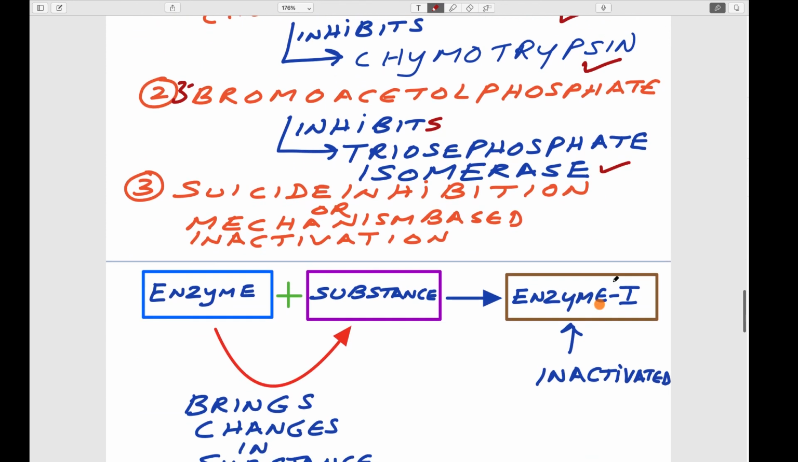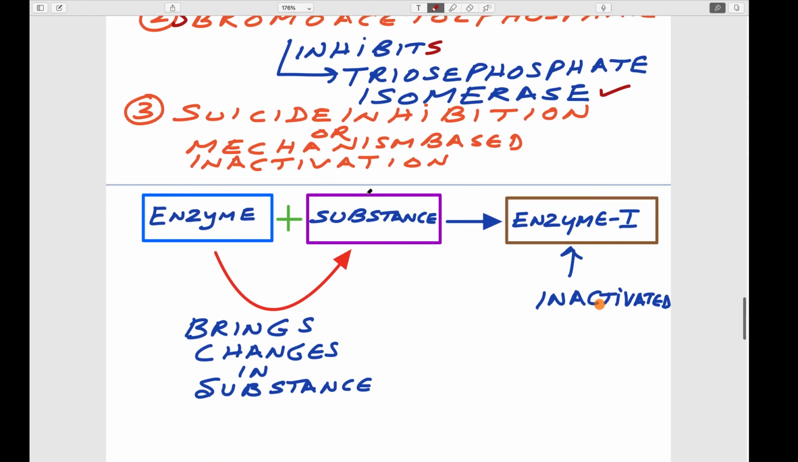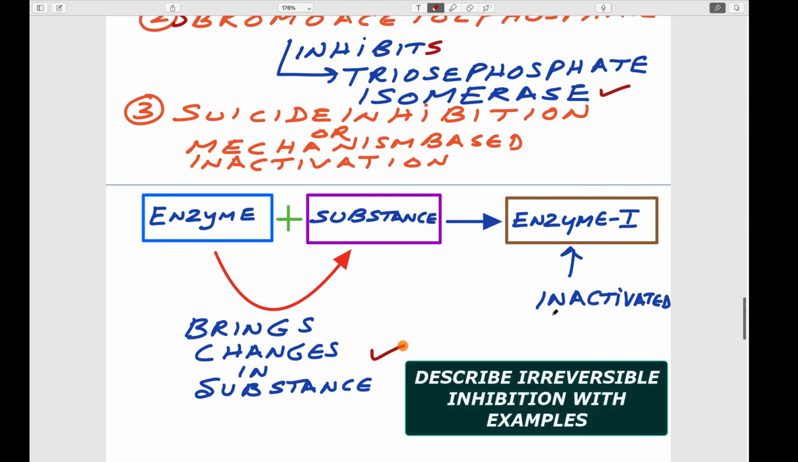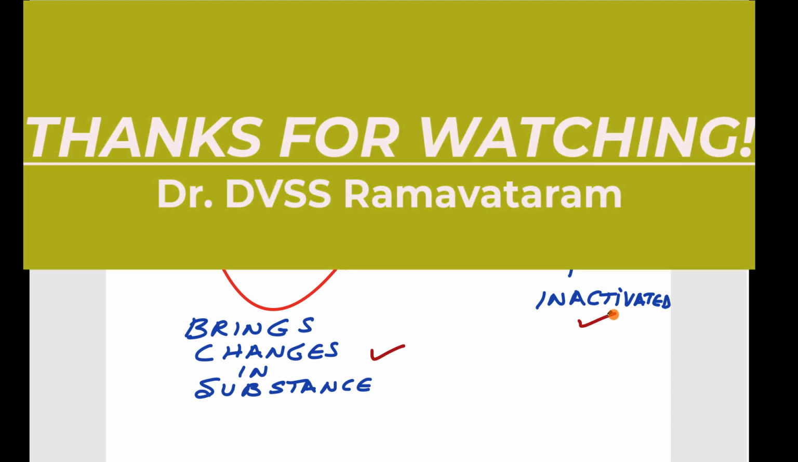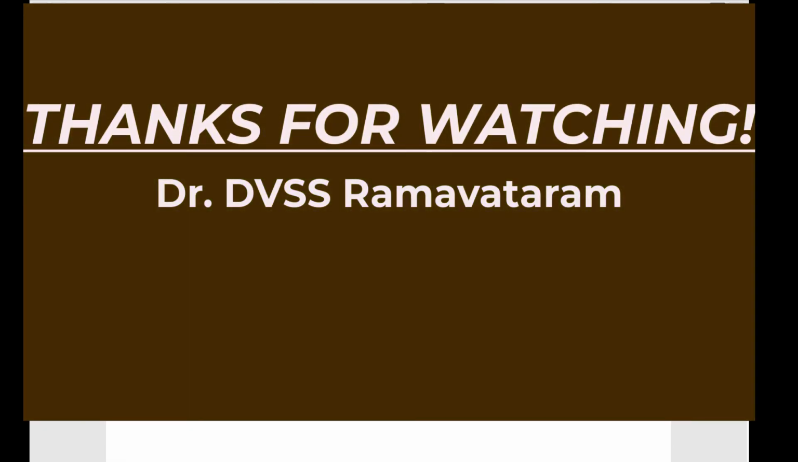Then the third category is suicide inhibition or mechanism based inactivation. Here the enzyme combines with the substance. The enzyme brings changes in the substance, converting it into an inhibitor, and that is irreversible binding. It inactivates the enzyme. These are various aspects of irreversible enzyme inhibition.